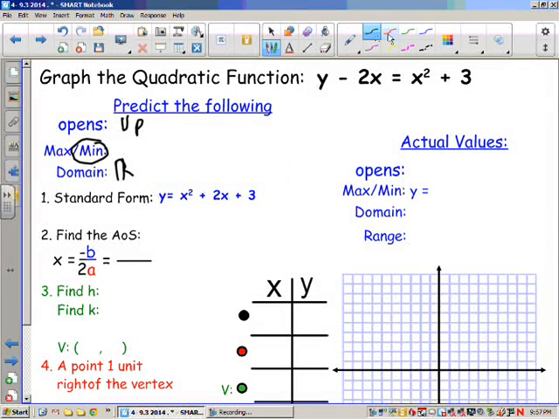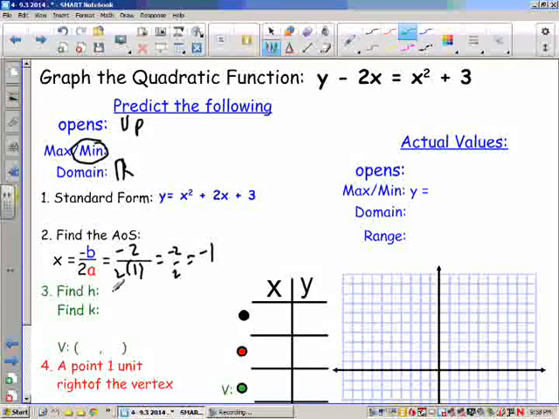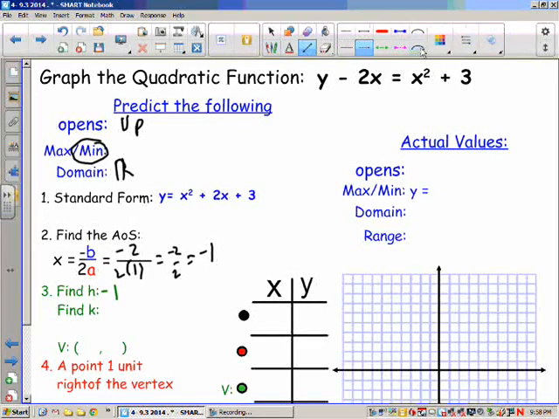All right. So from here, let's find our axis of symmetry. -2. It's a +2. So opposite of that is -2 over 2 times 1. That's -2 over 2, -1. So our h is -1. Let's go ahead and sketch our axis of symmetry here.